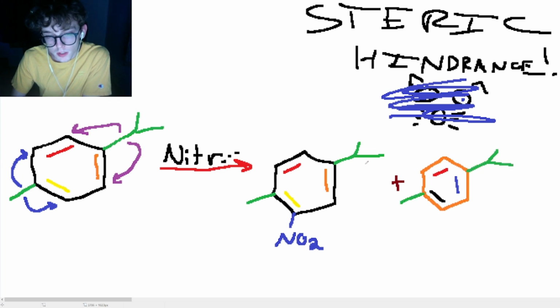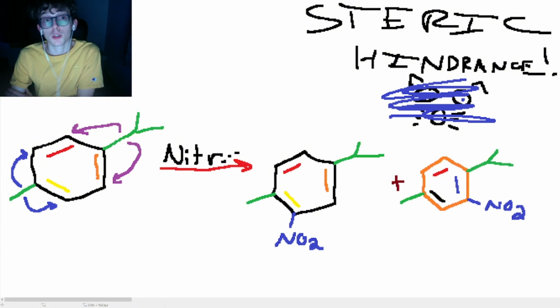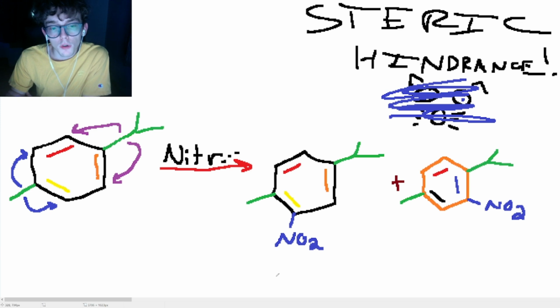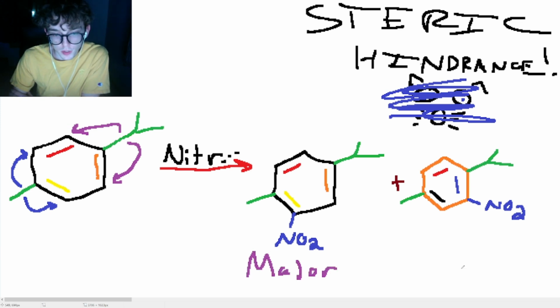And then we have this. We have two products that we can choose from. Now, if I asked you which one's going to be minor and which one's going to be major, what would you say? Well, hopefully you'll say that this one is major. And if you didn't, again, that's fine. We're going to figure out why this is major and this is minor.